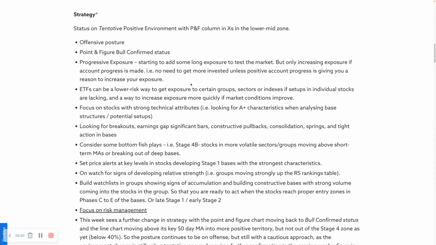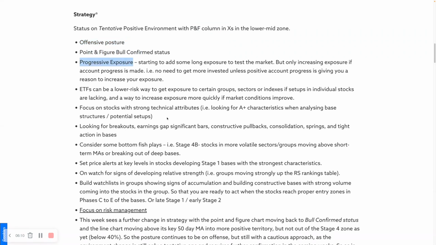Again, not suggesting you use it. This is for educational purposes only. So it's just how I am approaching it based on position. Again, a tentative positive environment, with the point and figure in a column of X's in the lower middle zone, which means an offensive posture. We're in bull confirmed status on the point and figure chart.